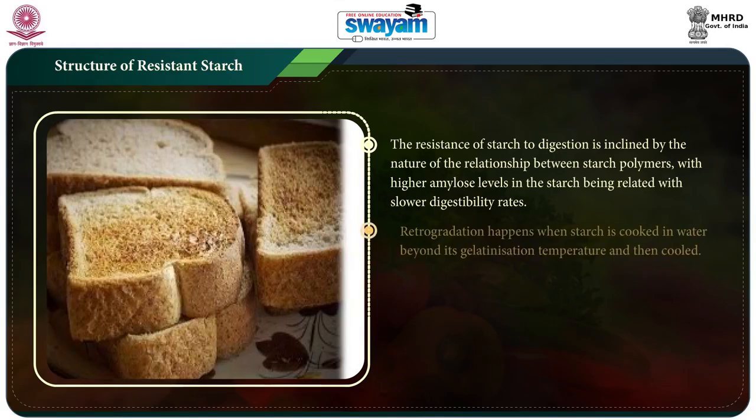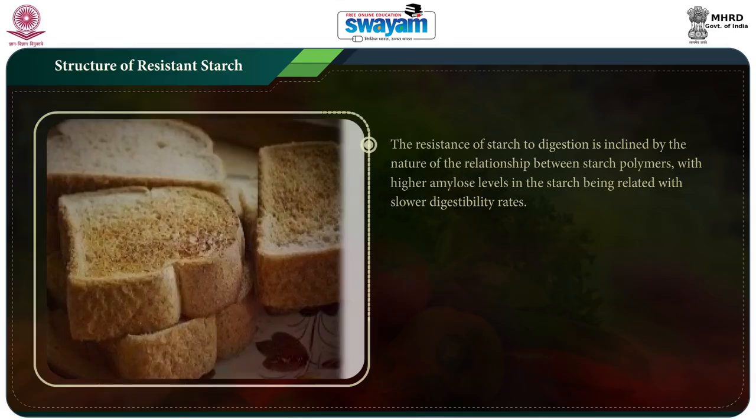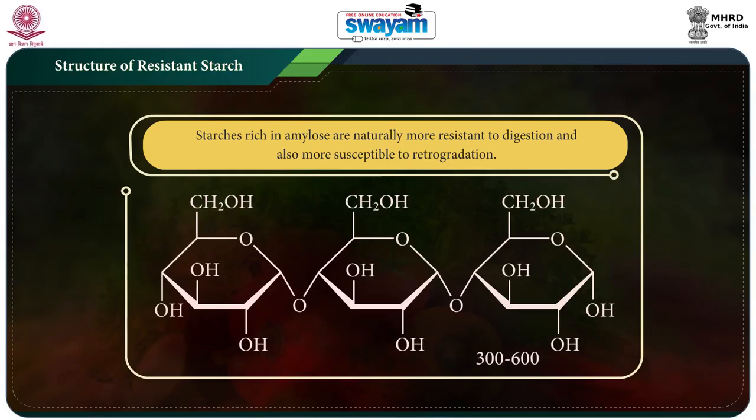Let us now see how retrogradation happens: when the starch is cooked in water beyond its gelatinization temperature and then cooled. The starch granules gelatinize and the starch is subsequently more easily digested. In general, starches rich in amylose are naturally more resistant to digestion and also more susceptible to retrogradation.